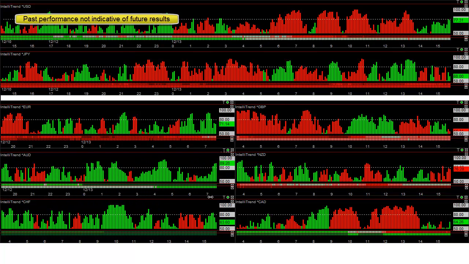The Australian, on the other hand, had a weekly and monthly trend that was up and was also strong. So you'd want to buy the Australian versus the weak yen. Let's take a look at that.